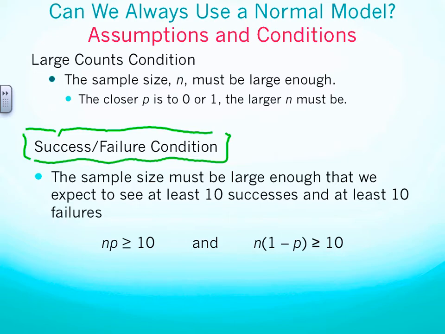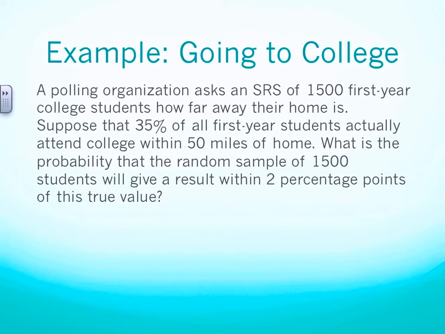We were allowed to use a normal model as long as our success failure condition was met. So we're going to find if we can use it for these as well. You take your sample size and multiply it by your proportion, making sure that it is greater than or equal to 10. You do the same thing with your sample size multiplied by the proportion of a fail, and make sure that is at least 10 as well. So let's take a look at a quick example. It's actually not quick at all, because it's a long process, longer than you think it's going to be.